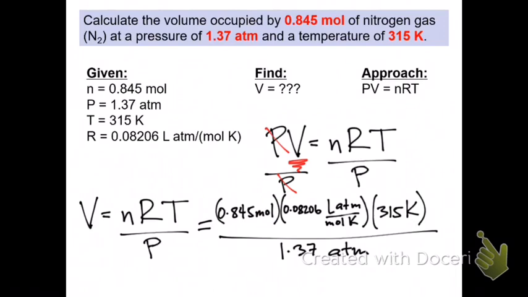So now you can see how the units are canceling out. So you have moles here, mole here, atmosphere and atmosphere, kelvins and kelvins. All right, so you're left with the unit of volume, which is liters. And we get a volume of 15.9 liters.